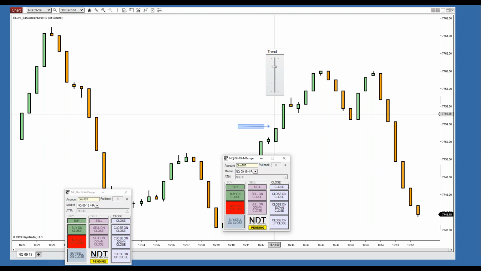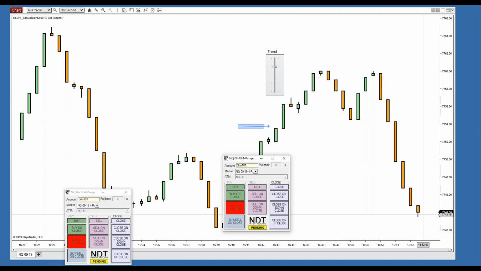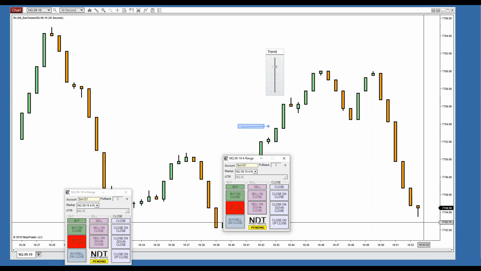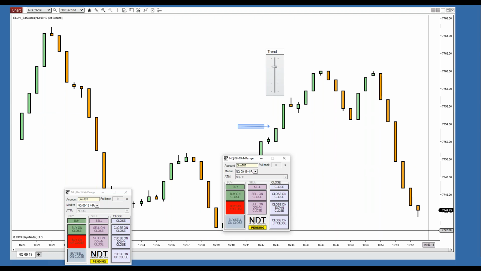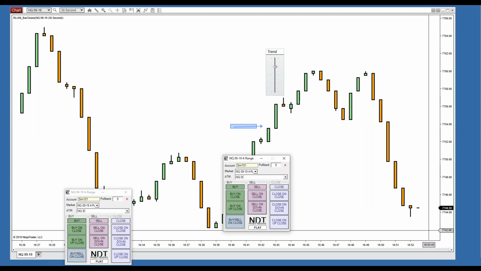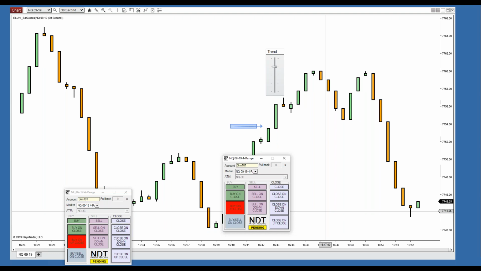Now it should be moving up. It's a sim feed. I don't have the time down here, so we don't know when it's going to run out. Now it didn't close because there was no up close. Now we're going to have the up close.